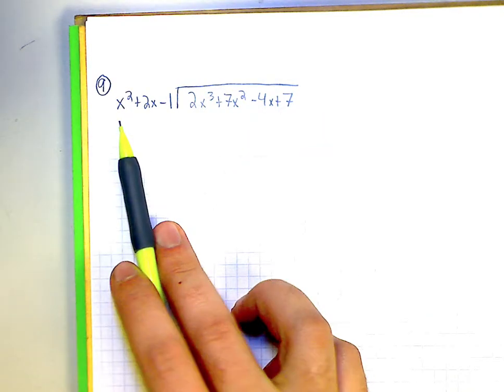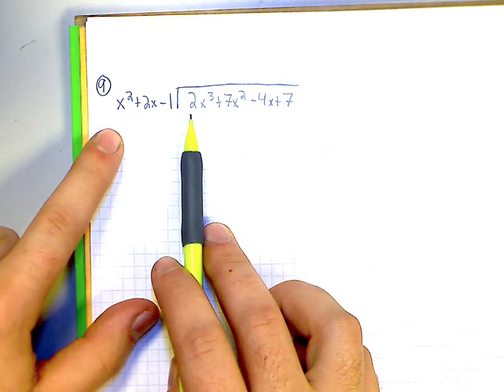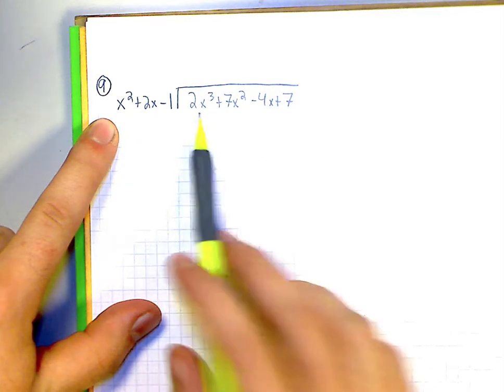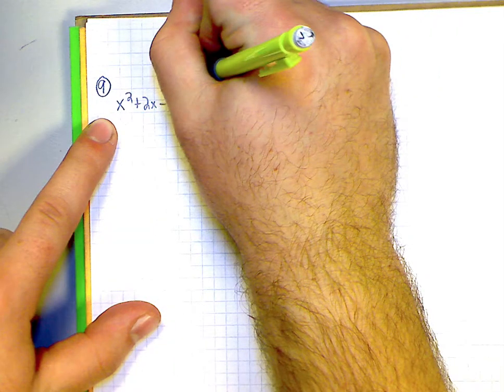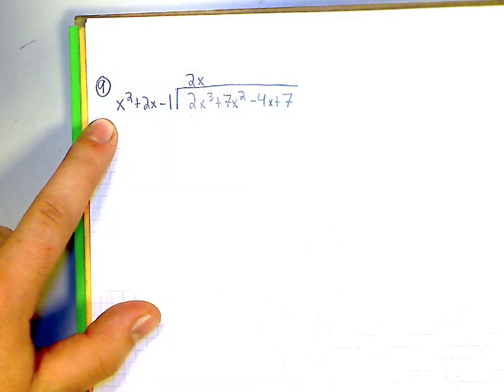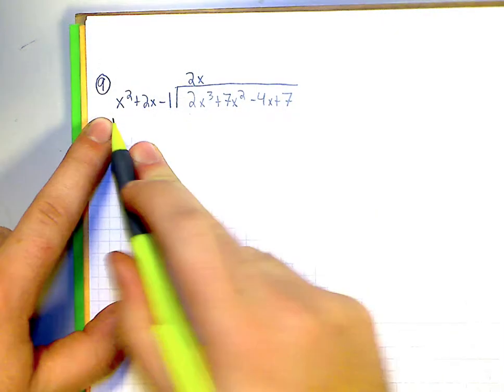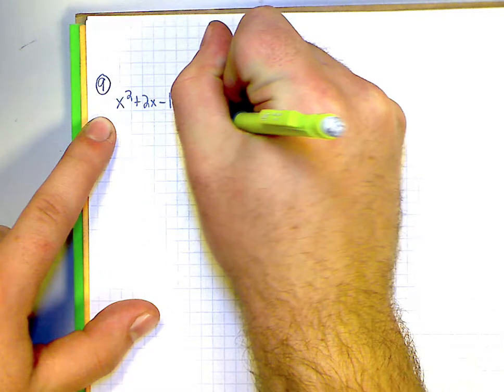If I have x squared, I still need to match the first term. So if I multiply x squared, I need to get 2x cubed. So I need a 2, and I also need another x. So I'm going to put the 2x on the top. Then I have 2x times x squared gives me 2x to the third.